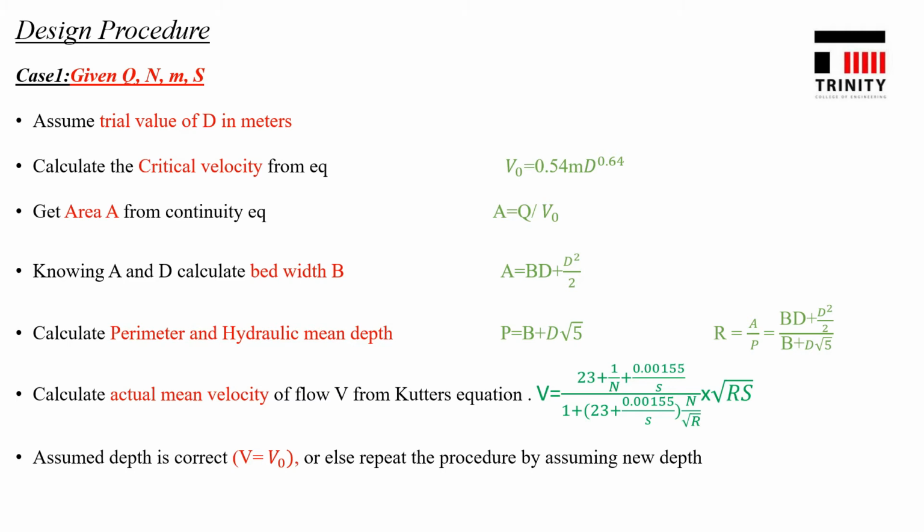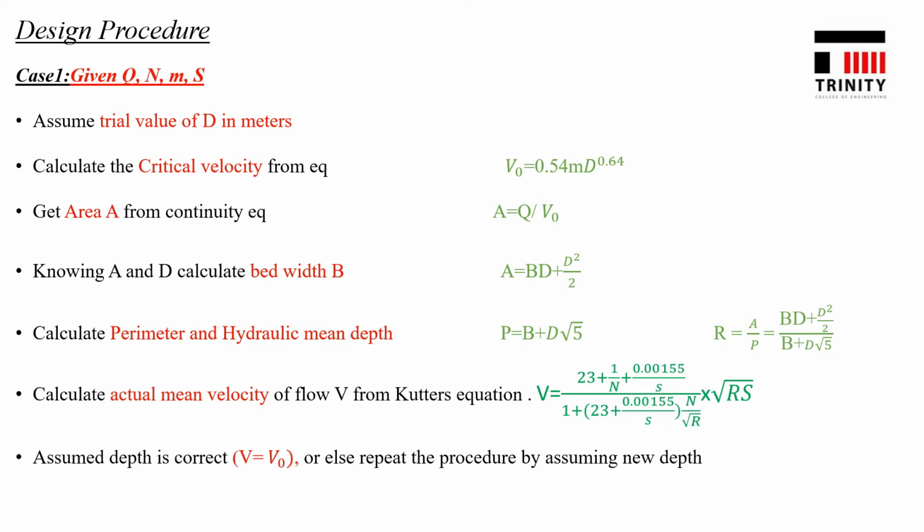That is, V is equal to (23 plus 1 by N plus 0.00155 divided by S), the whole divided by (1 plus (23 plus 0.00155 divided by S) into N by root R), into root RS. Next, if the value V is equal to V0, the assumed depth is correct, or else we have to repeat the calculation by assuming a new depth.